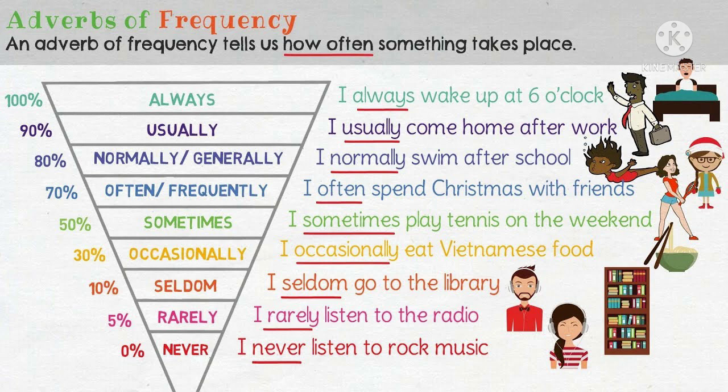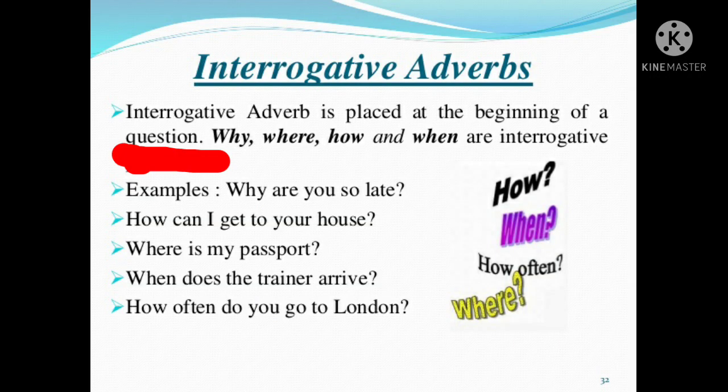Now, let's understand one more type of adverb, that is an interrogative adverb. Interrogative adverbs are those adverbs that are placed at the beginning of a question. Why, where, how and when are the common examples of interrogative adverbs. In other words, when adverbs are used in asking questions, they are called interrogative adverbs.